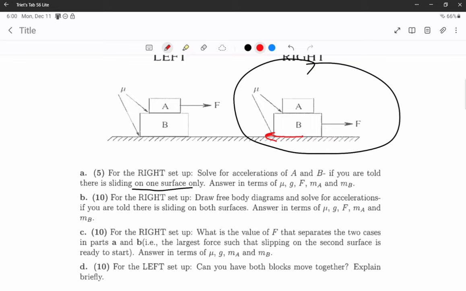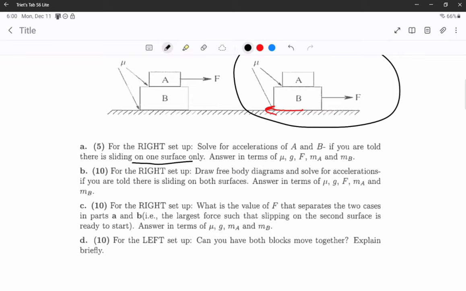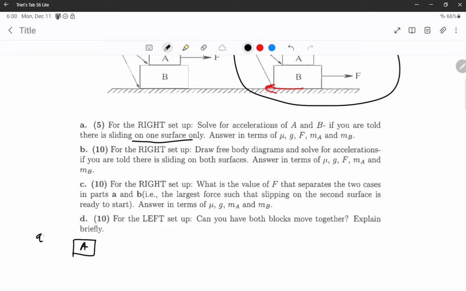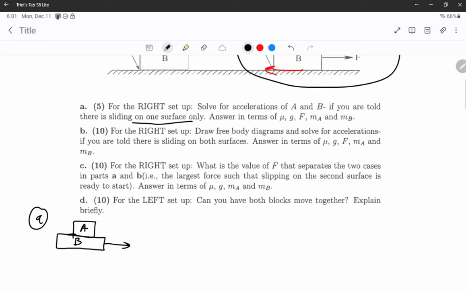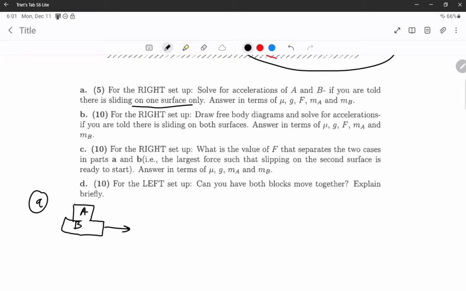Now that you know that, you can go ahead and solve that problem. You have A, and you have B down here, and then you have F. You also saw in my experiment that they stick together because there's no sliding between A and B. You can imagine them as one object, kind of like this. But there is friction at the bottom.